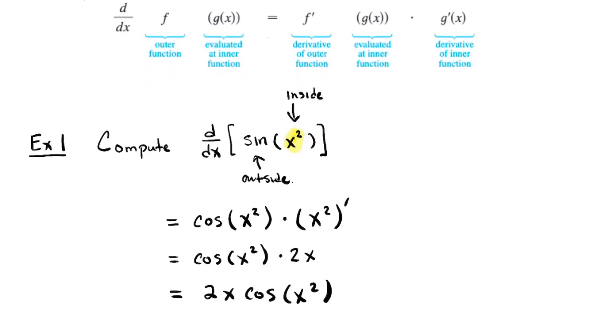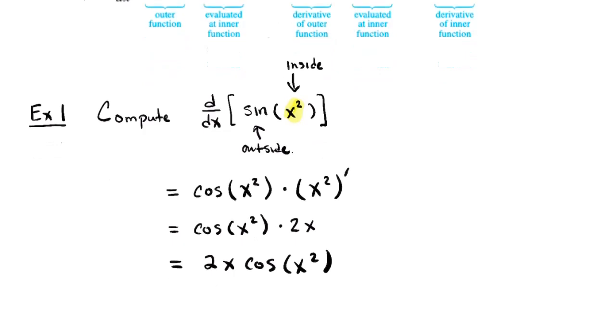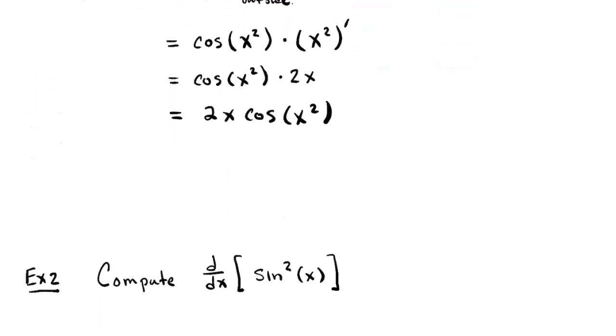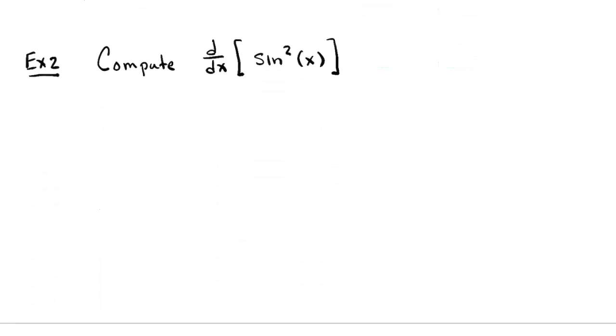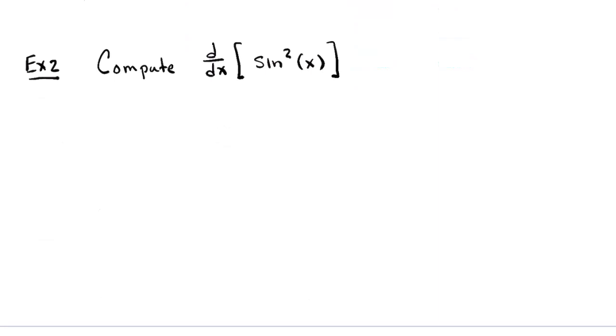Okay, pause it, soak it in, but I'm just going to keep going, trying to keep this thing short. Let's look at a different example. Here I've got a very similar function, sine squared of x. What's the difference between our previous example, sine of x squared, and sine squared of x?